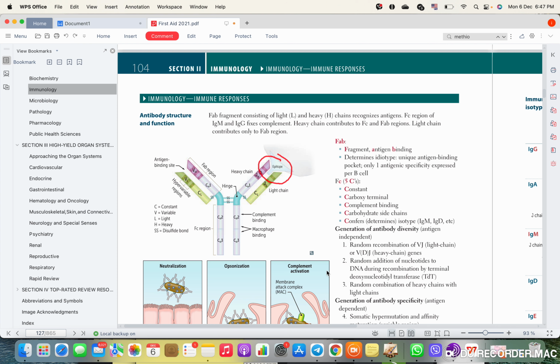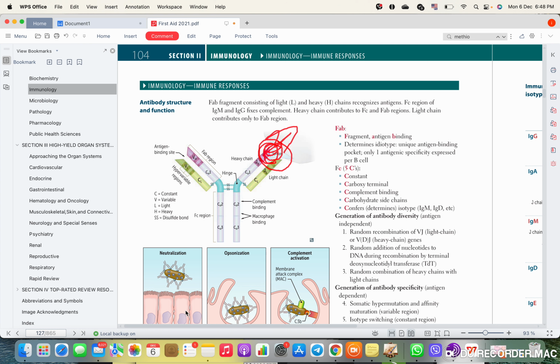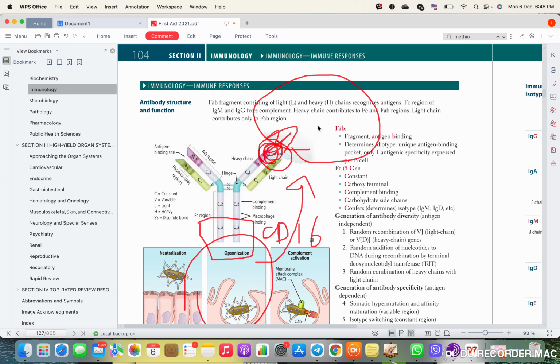Yes? So if all of them have the same Fc region, just take a wild guess. What will help you more in it? We have something called the natural killer cells, and it can bind to it. And it binds to it using something called the CD16. And that will lead to secretion of granzyme, which will destroy this bacteria or this antigen, basically. Okay?